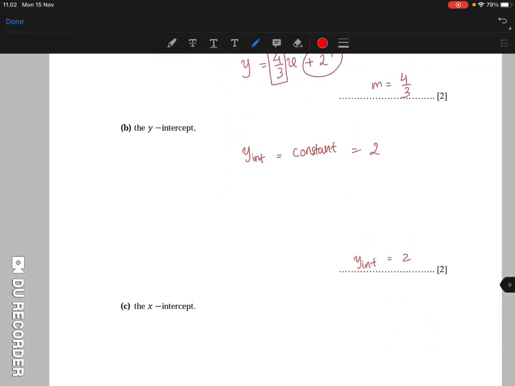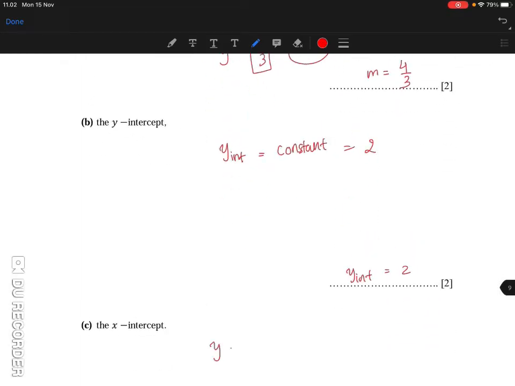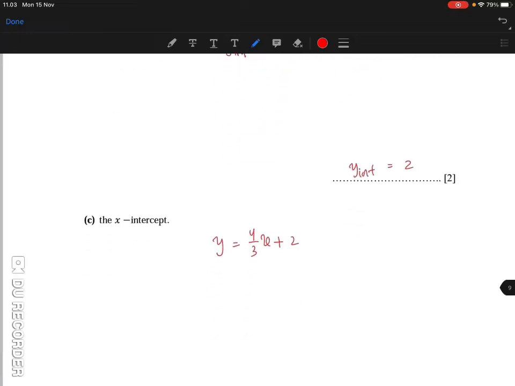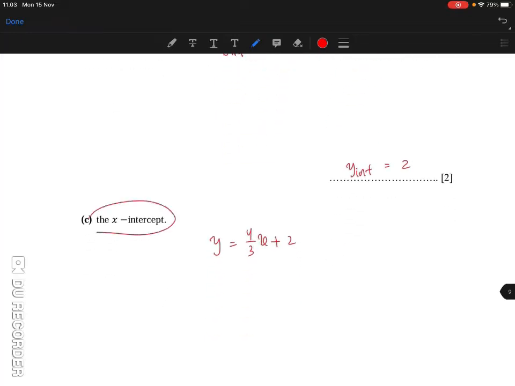Now I need you to copy the equation again. We have y equals 4 over 3x plus 2 like this, right? If you want to find the x-intercept, I need you to make y equal to 0. So if you want to find x equals to something, your y must be 0. So you will have 0 equals 4 over 3x plus 2. I need you to make it into x equals to something, so you need to move this.